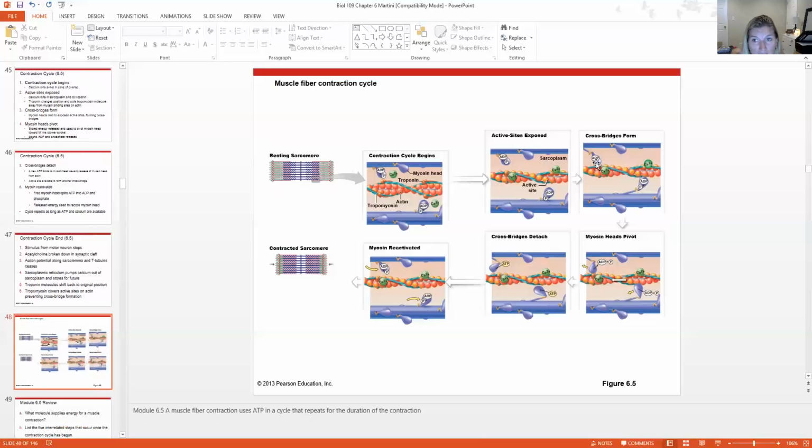Now our myosin head can touch our active site on the actin. That's going to cause that ADP to be released and that myosin head to pivot. Now a new ATP is needed for that myosin head to detach. And then for the myosin to be reactivated, that ATP is converted into ADP plus P for potential energy, and our entire process can start again.